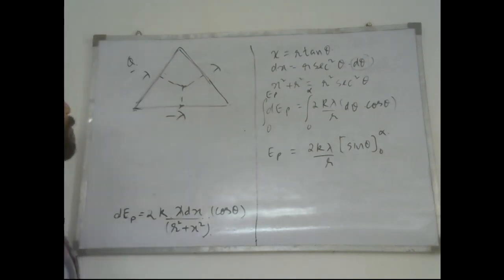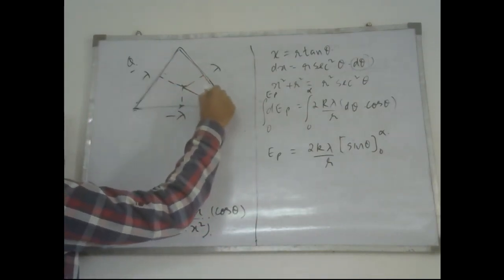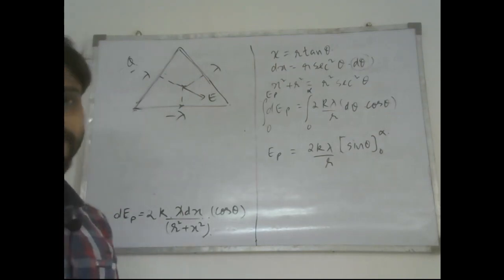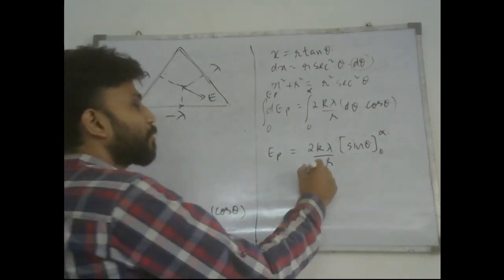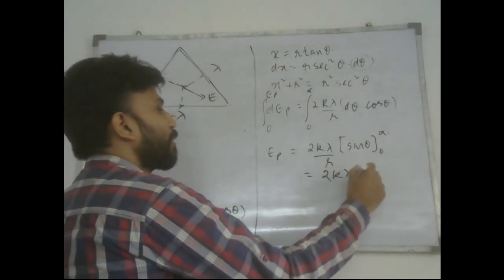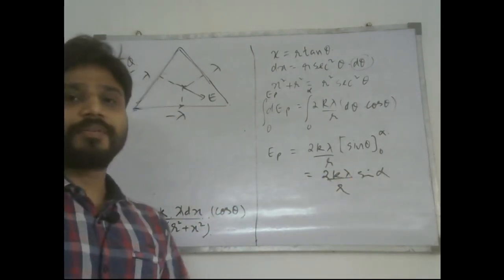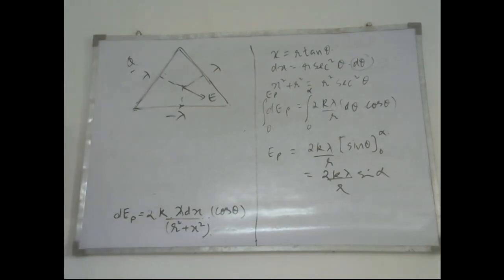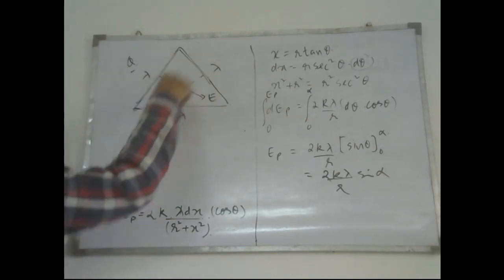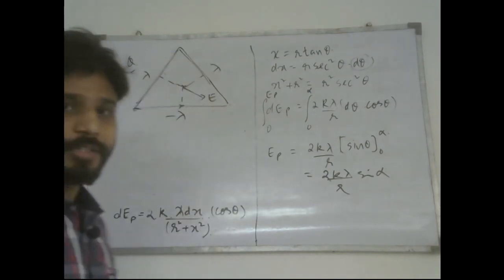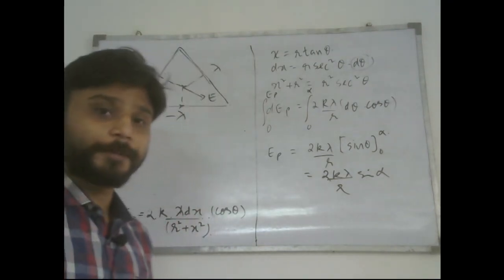So let us name the electric field due to one rod to be E, which we have evaluated to be EP, equal to 2k lambda by r times sin alpha. This is what we have already evaluated. Now we have to find the electric field due to all the 3 distributions. So how do we do it?